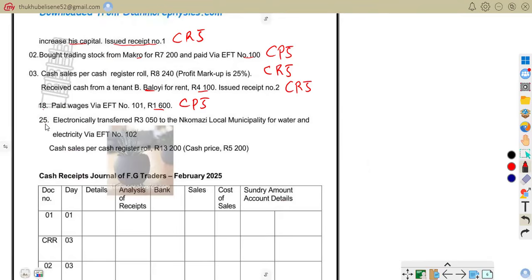This one is cash payment journal, because as a business, we are the ones who are going to pay that money. On the 25th, electronically transferred 3,050 to Ngomasi local municipality for water and electricity via electronic funds transfer number 012. Even this one is cash payment journal, because we are the ones who are going to pay water to Ngomasi local municipality. Cash sales register roll of 18,200 and the cost price is 5,200. So this one is CRJ, cash receipt journal, because you're going to receive this 18,200.